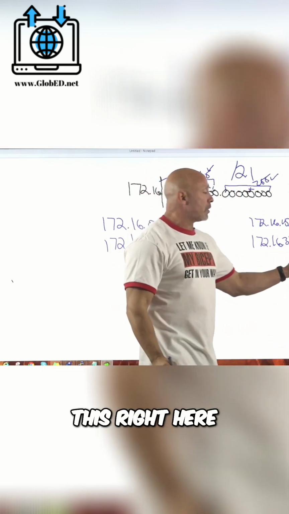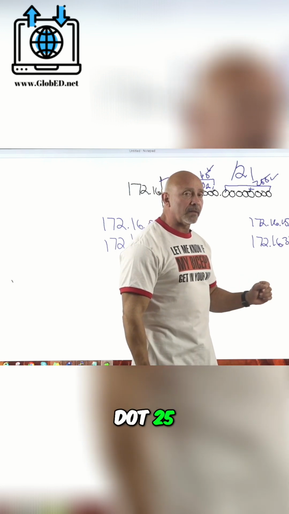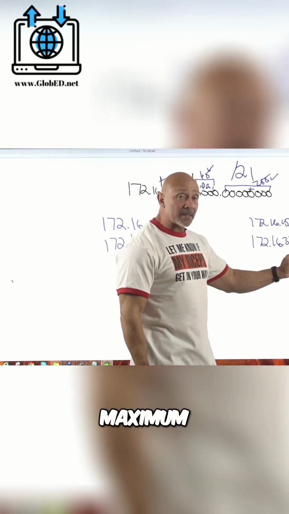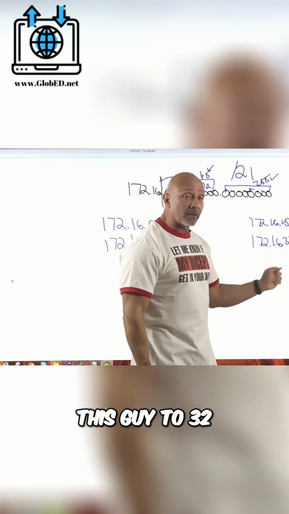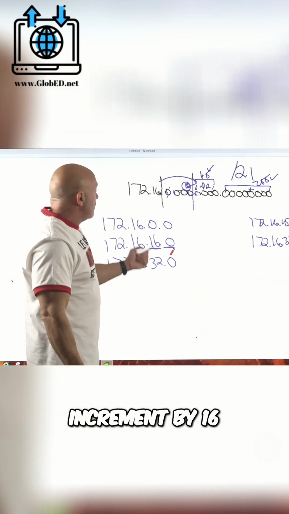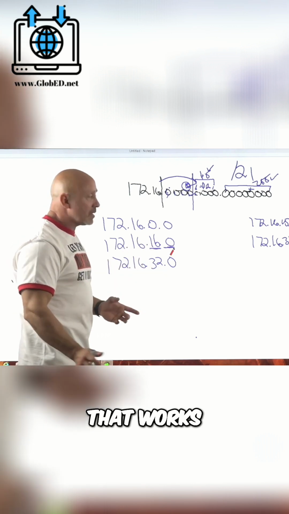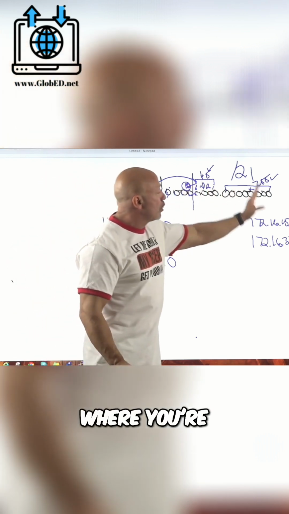Just by looking at this right here, you can say, my broadcast is 31.255. It's reached the maximum. So this flips over this guy to 32, resets that to 0. Your next network is 32.0. If you were to increment by 16, well, 16 and 16 is 32. You see how that works? You just got to see where you're working.